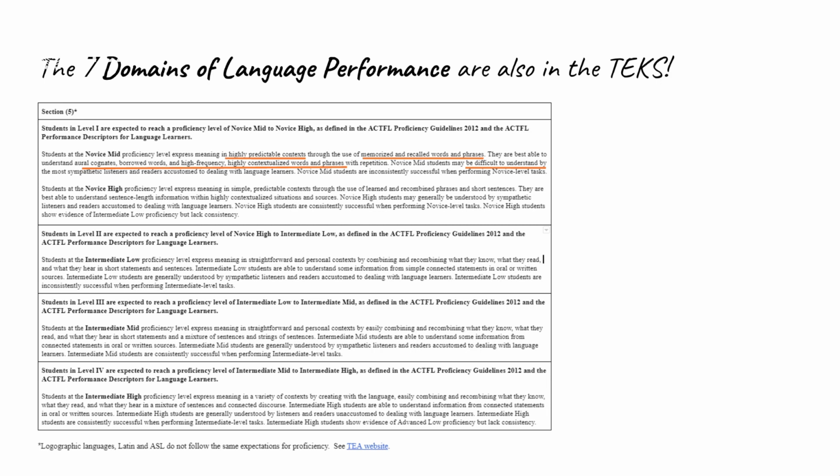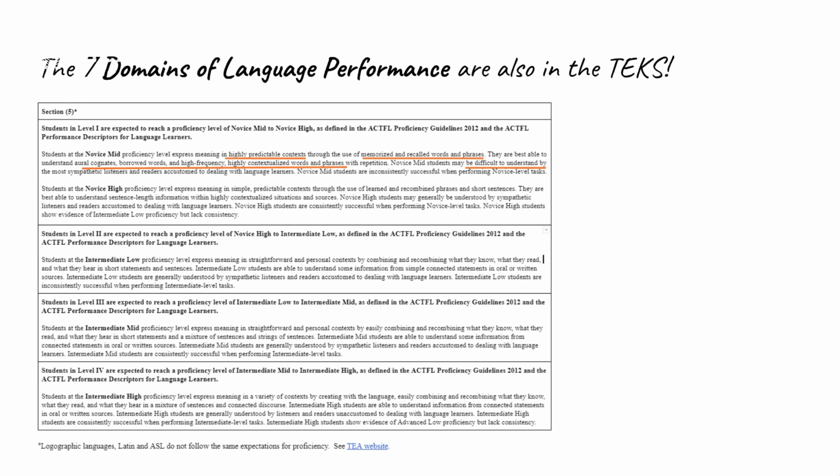You'll see use of memorized words and recalled words and phrases. That's text type. Cognates, borrowed words, high frequency, high contextualized words. That's vocabulary. It could also be text type because we're talking about words and phrases still. Novice mid students may be difficult to understand by the most sympathetic listeners. That's you, that's teachers. This is talking about language control or accuracy.